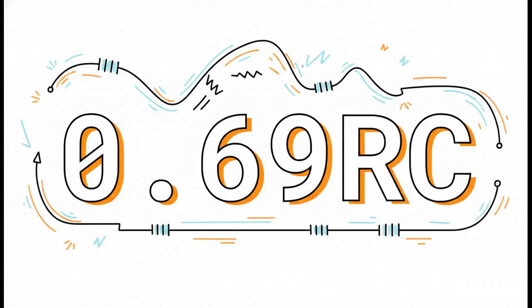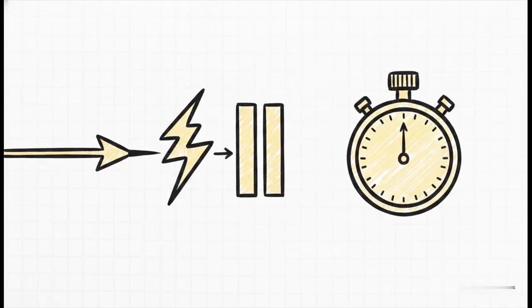And that brings us to this classic, unavoidable approximation, 0.69 RC. If a long interconnect wire in your layout has resistance R and capacitance C, the signal delay across that wire is going to be roughly 0.69 times R times C. It's an inescapable physical reality. More resistance, more delay. More capacitance, more delay.